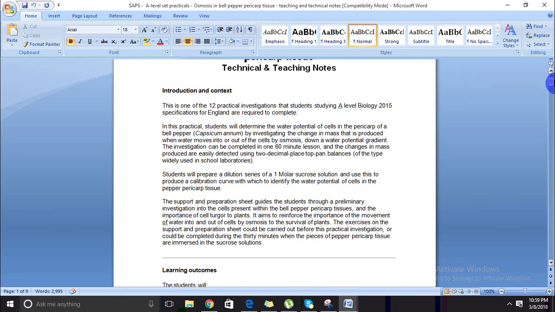They have to determine the water potential of cells in the pericarp by investigating the change in mass that is produced when water moves into or out of the cells by osmosis down a gradient. Mass changes are easily detected using 2 decimal place top pan balances, 1 molar sucrose solution.